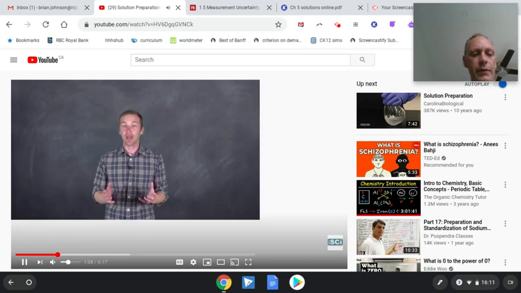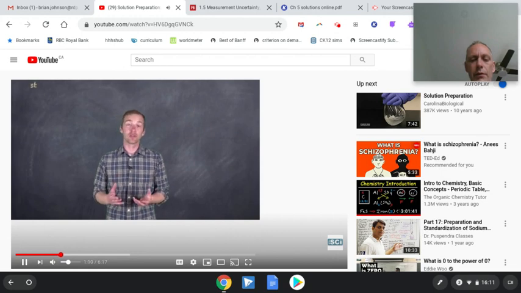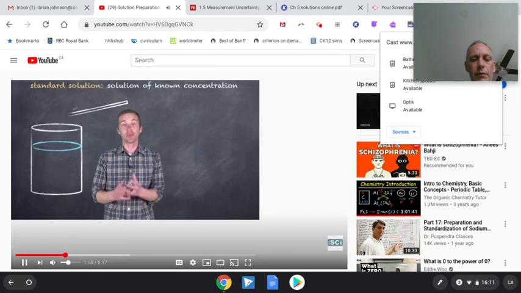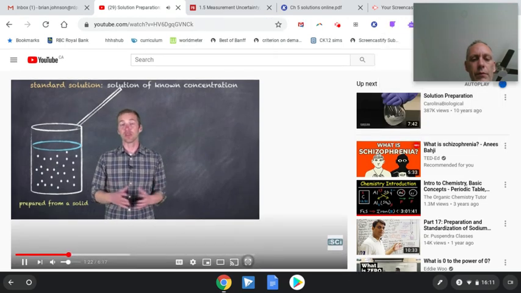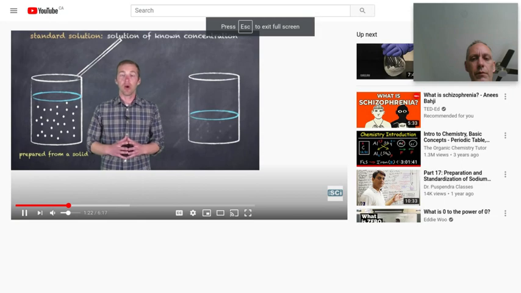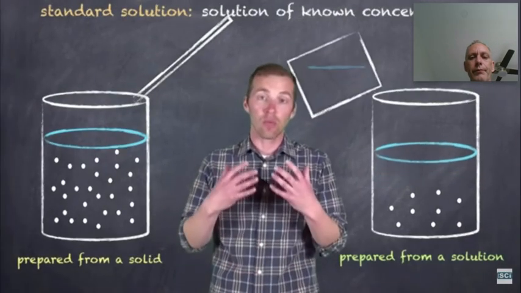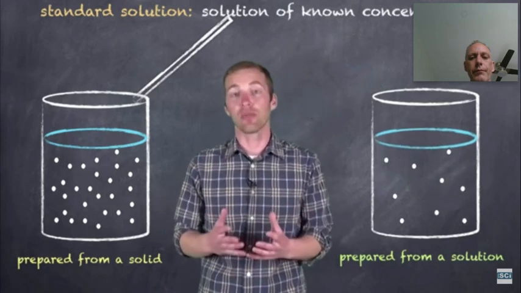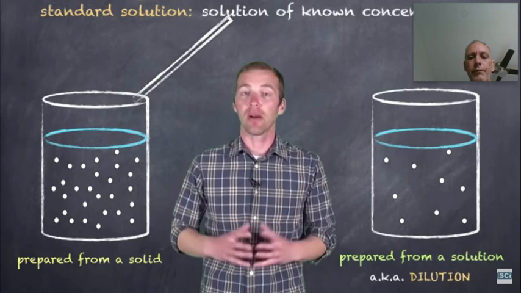You want to be a more successful chemist or just a more successful chemistry student, you have to know how to be able to prepare a standard solution. That is, a solution of known concentration. And there's two ways that we can go about preparing this standard solution. One is from a solid, that is, we can take a known solute and dissolve it in a certain amount of solvent, in most cases water, to prepare our standard solution. Or we can take a solution of known concentration and add more solvent to it to create a less concentrated solution. This is a process that we refer to as a dilution. And we're going to take a look at both methods of preparing a standard solution.